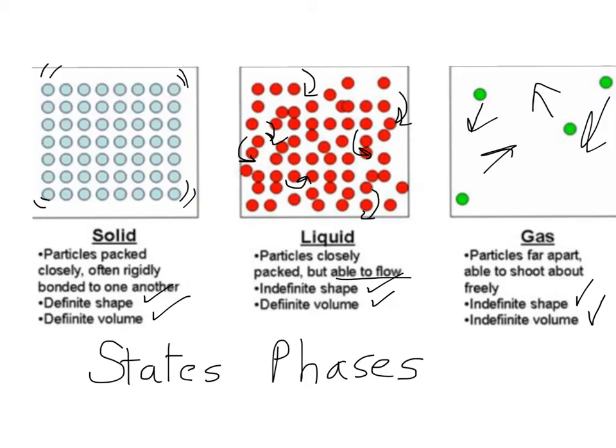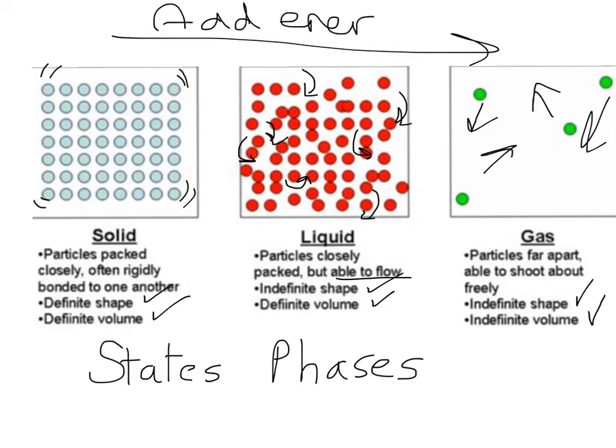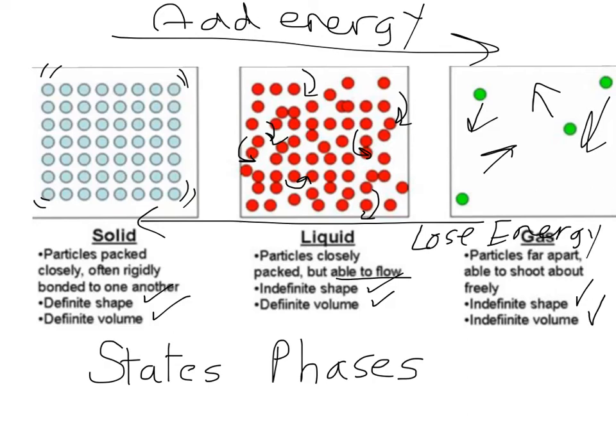And you probably know that you can change the state of matter by changing the temperature. If I add heat energy, if I go this way, if I add energy, I can make my particles move faster and spread further apart. If I decrease the amount of energy, I can make my particles slow down and come closer together. And they'll come closer together because they're attracted to themselves. So they have some natural attraction.